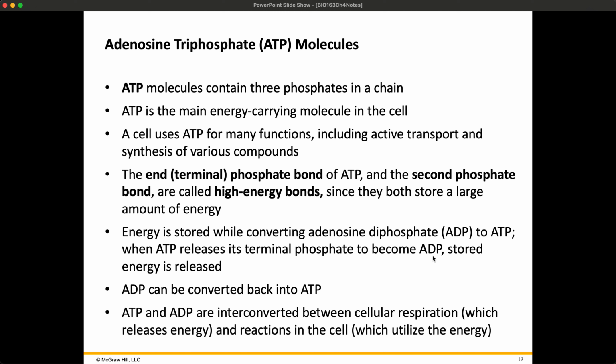You're left with then what's called ADP, adenosine diphosphate. What this doesn't show is that you can then also lose that second phosphate bond, and create AMP, adenosine monophosphate. It's not as high energy as that terminal one, but it does still have a pretty decent amount of energy stored in there. ADP or AMP can both be converted back into ATP, and they're interconverted through that cellular respiration process. Cellular respiration releases energy, and reactions in the cell use the energy from these splitting reactions.